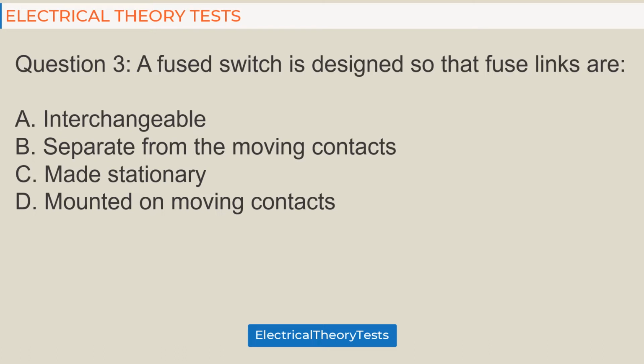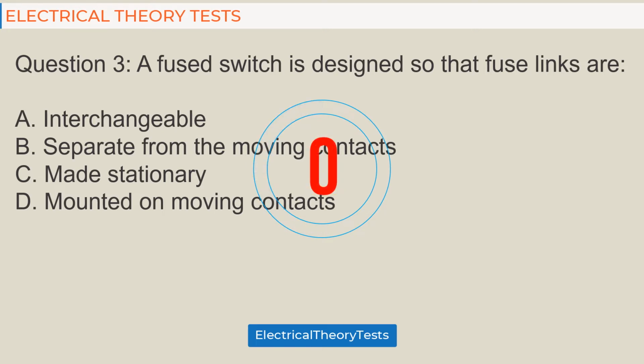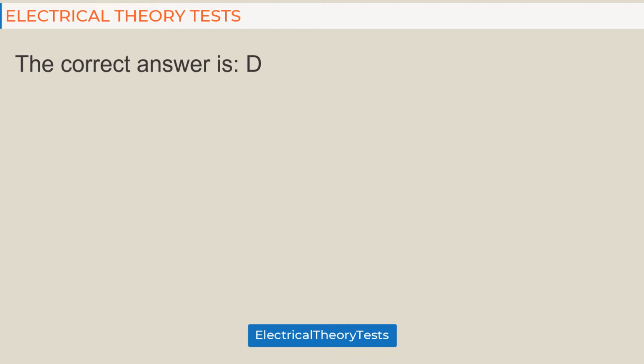Question 3. A fused switch is designed so that fuse links are A. Interchangeable. B. Separate from the moving contacts. C. Made stationary. D. Mounted on moving contacts. The correct answer is D.